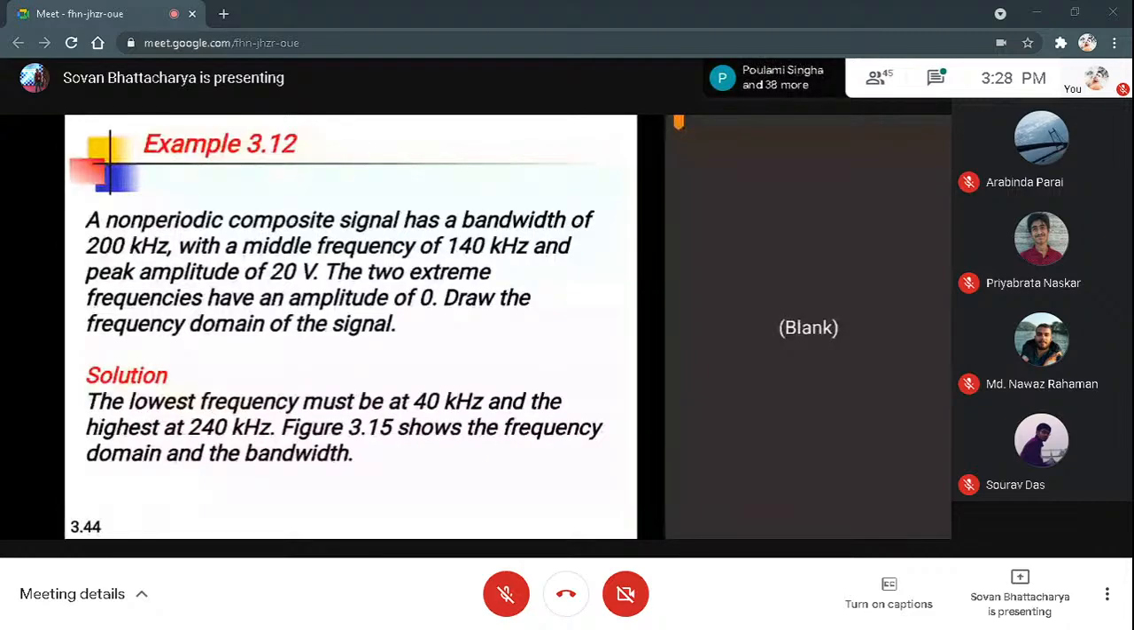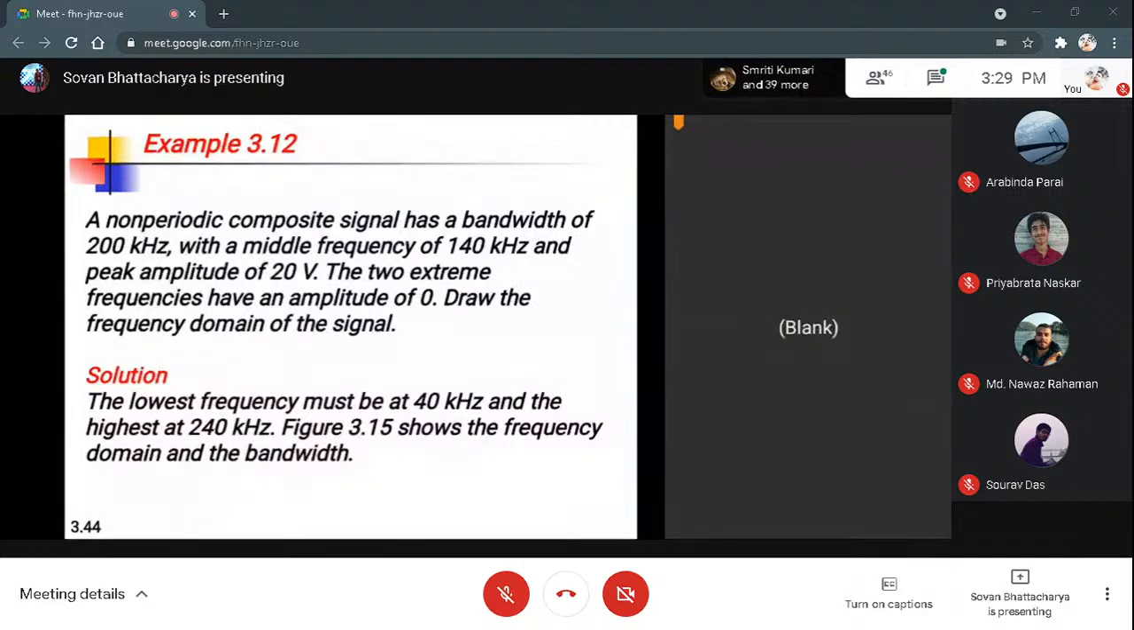The middle is 140, and 200 is your bandwidth. So in the middle is 140, 100 is on the left side and another 100 for the higher part. So 140 plus 100, 240, is our higher frequency. And the lower frequency will be 140 minus 100, so 40 is the lower frequency. So the lowest frequency is 40 and the highest frequency is 240. And your peak amplitude is 20 volts.